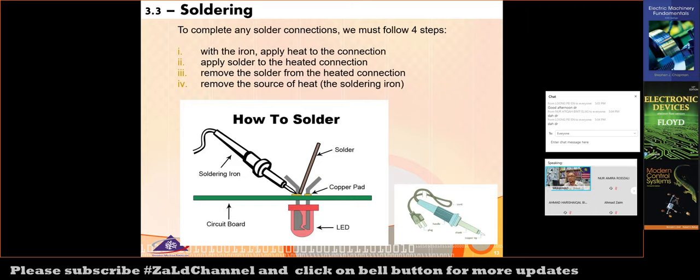Even my students last year, in the previous semester, did it a different way. For example, they put the solder first and then the soldering iron. Make sure that you heat up the component first before you put the solder. You cannot put the solder and the soldering iron tip at the same time. Start with the soldering iron tip, and after the leads or the joints are heated up, then you apply the solder. This figure shows how you can follow all four steps when you solder the components.